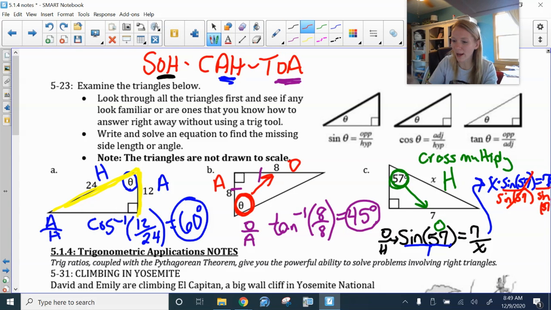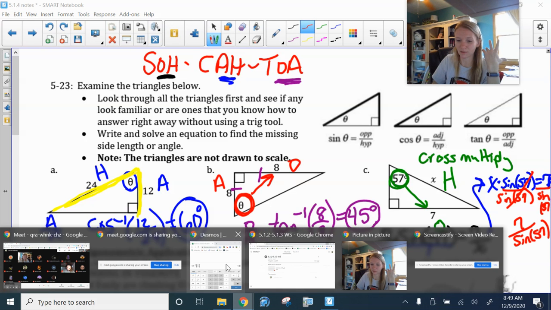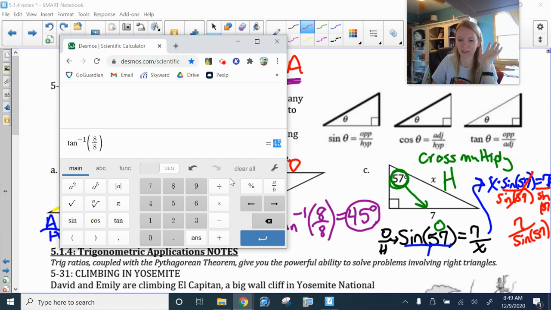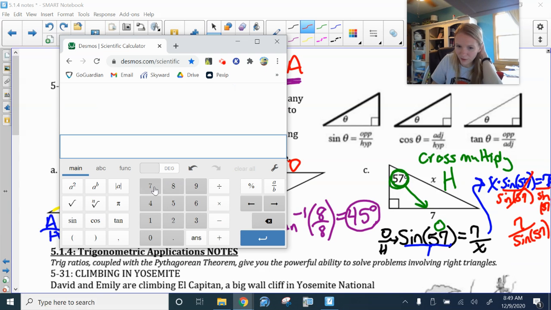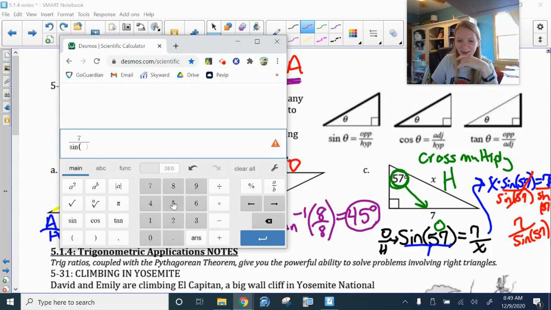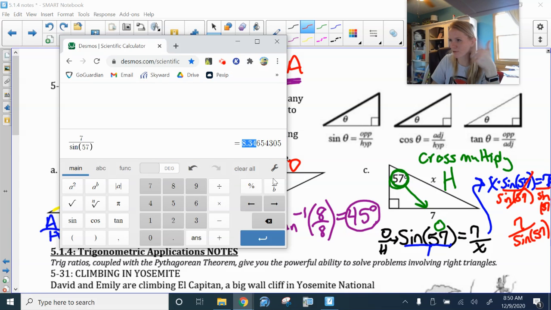Okay. So I'm going to type into my calculator 7 divided by sine 57. You can use the decimal, absolutely. It does not matter. It's still going to get you the right answer. So 7 divided by sine, oops, that's cosine. Let's try that again. 7 divided by sine 57. I get 8.35.